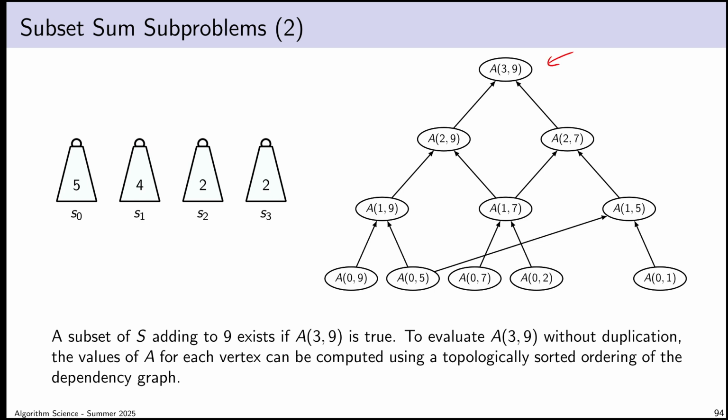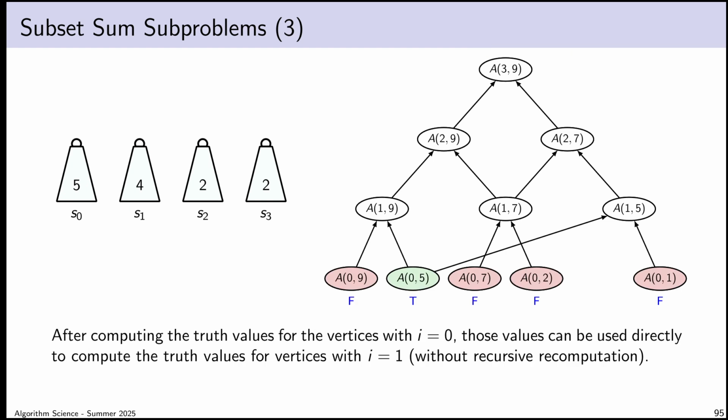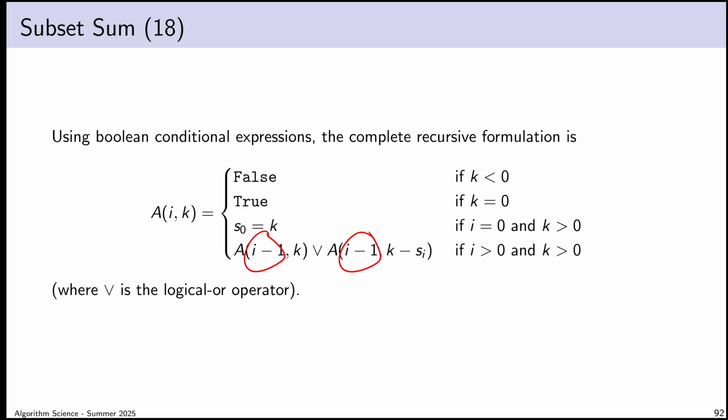Is there a subset of all of the weights that adds to 9? I want to know whether A39 is true or false. To evaluate this without the compounding recursive duplication, I could just go from the bottom of this graph up. I mean, I keep wanting to call this thing a tree, and I keep wanting to call this thing the root, even though it's not a tree, so it doesn't have a root. So I could evaluate everything on the lowest level. And of course, these are all base cases, so all of them fall into this case here.